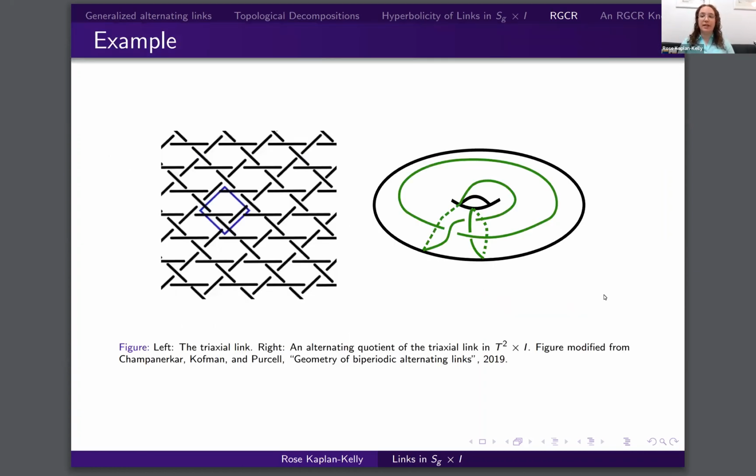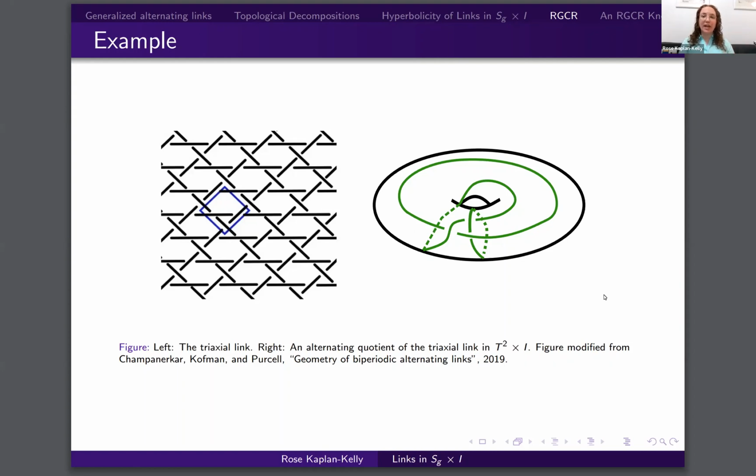We're also interested in thinking about links now on these higher genus projection surfaces. Champanerkar, Kaufman, and Purcell considered links that are in the thickened torus. So there are biperiodic alternating links. These are links which come from Euclidean tilings, which are invariant under translations by a two-dimensional lattice. So they have a quotient in the thickened torus.